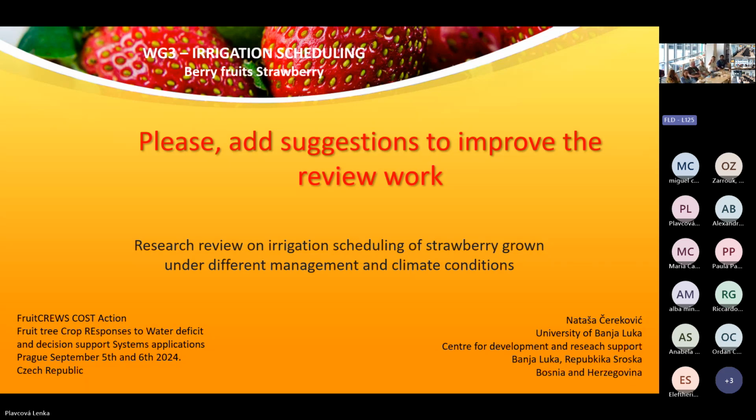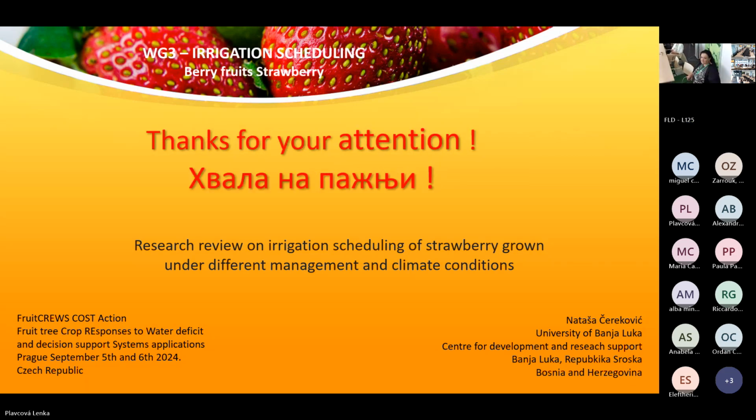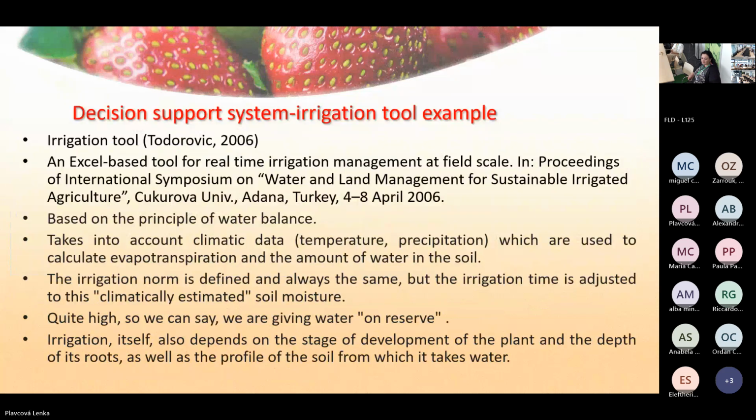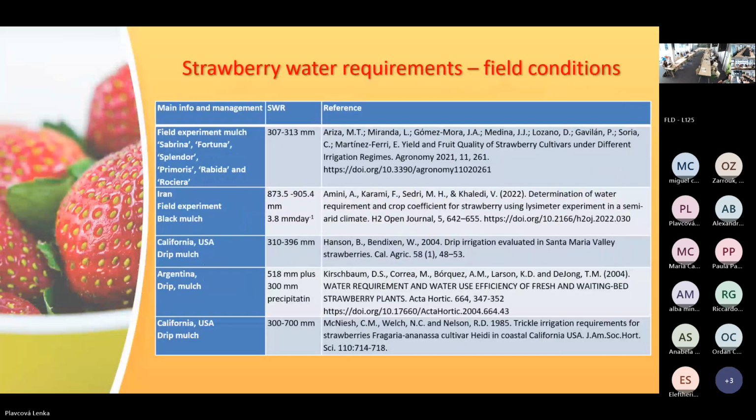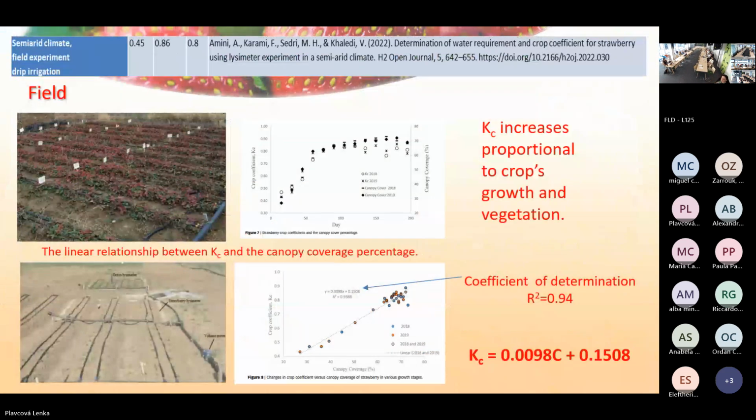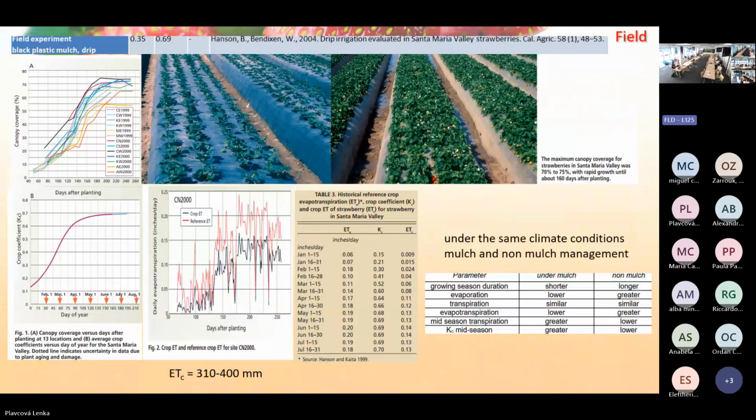In the mulching slide, in that table where you have parameters, under mulch, no mulch, you have under mulch a shorter growing season, lower evaporation, similar transpiration, but then the Kc in mid season is greater. Why is that? Do you have any idea?